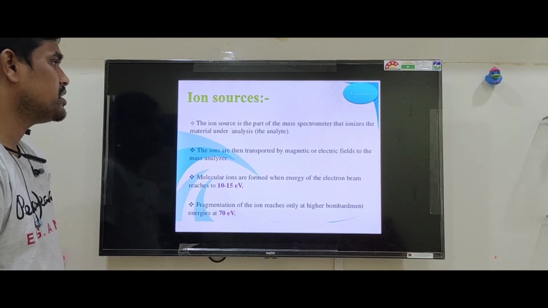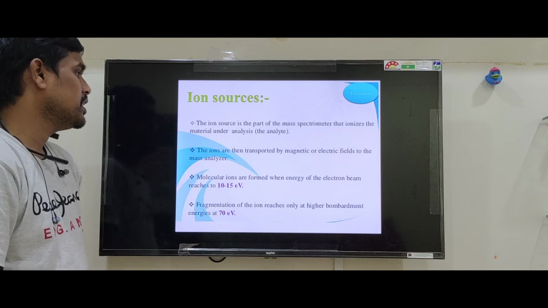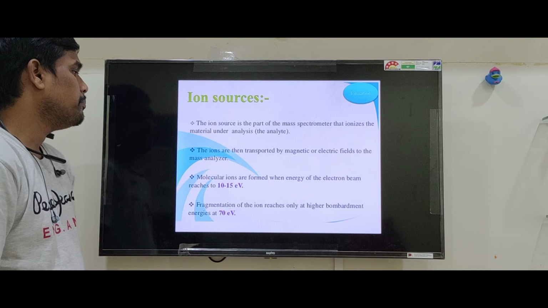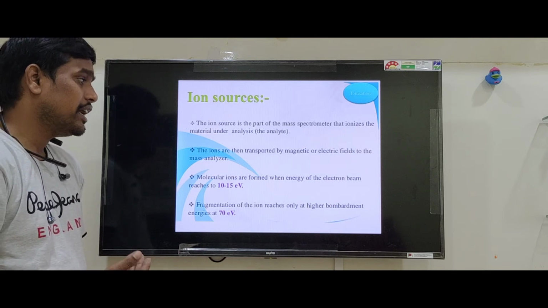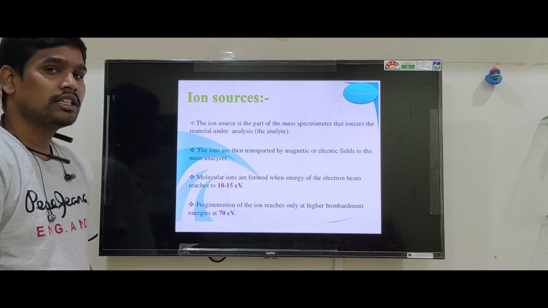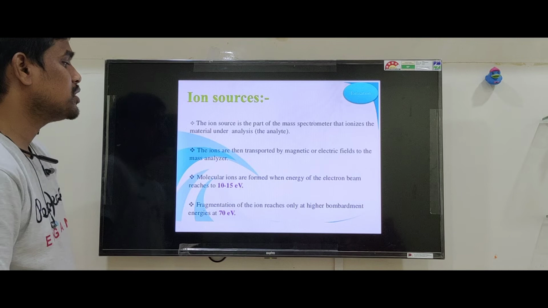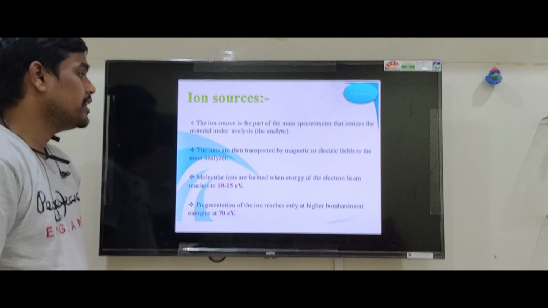So ion sources, we have certain types of ion sources. The ion source is the part of the mass spectrometer that ionizes the material under analysis. The ions are then transported by the magnetic or electric field to the mass analyzer. Molecular ions are formed when the energy of the electron beam reaches 10 to 15 electron volts. Fragmentation of the ions occurs only at higher bombardment energies, at 70 electron volts.